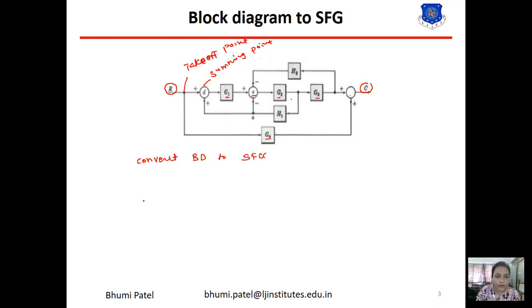So first of all we put one node, and the name of the node is R. Whatever takeoff points and summing points are given in the block diagram are converted to nodes in the signal flow graph. After the input one takeoff point is given, so we put one node here. After the takeoff point one summing point is given, so we also put one node here. So this is the first node, this is the second node.